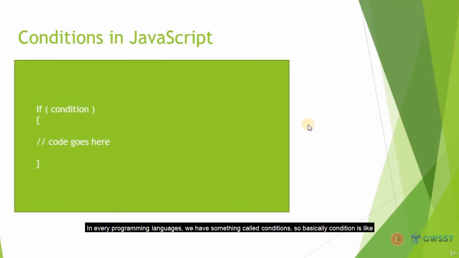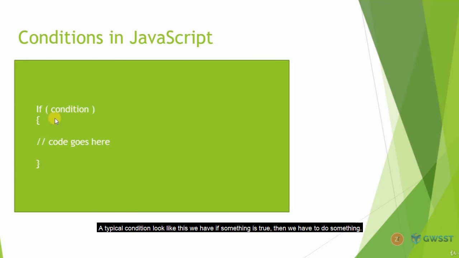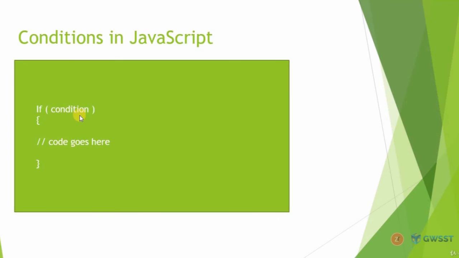In every programming language, we have something called conditions. So basically a condition is more like a true or false scenario. So if something is true, we have to do something. If something is false, then we'll have to do something else. A typical condition looks like this. We have if something is true, then we have to do something. If something is false, then we'll have to do something. Now what you have to understand is that the condition is always in the true or false scenario.